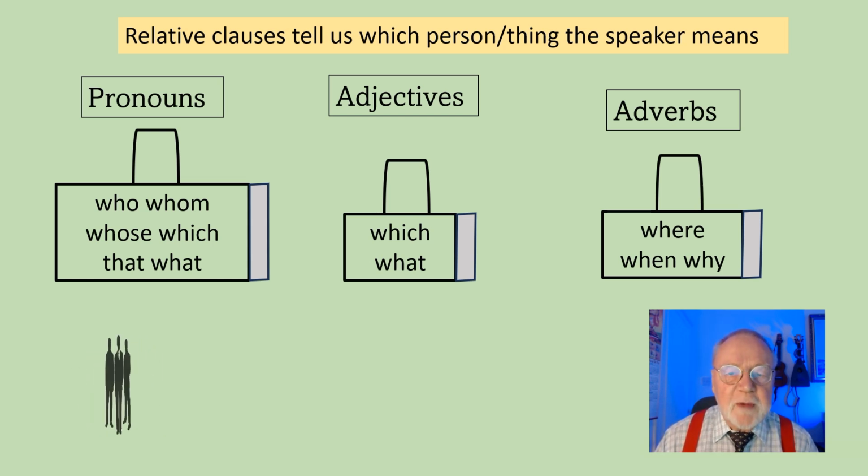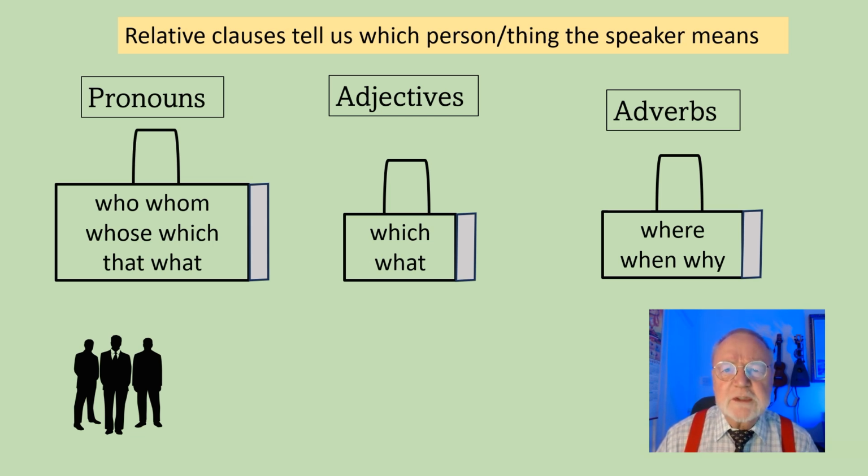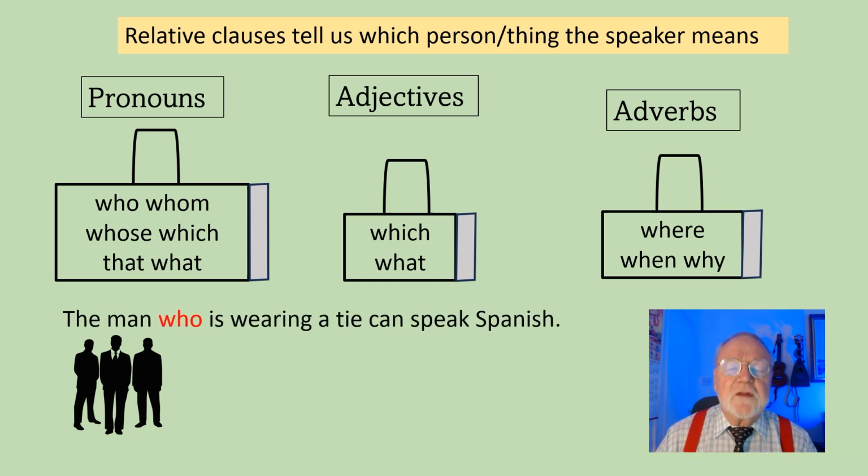Supposing we look at these three men and I say, the man can speak Spanish. You would probably say, well, which man do you mean? The man who is wearing a tie can speak Spanish. Now you know exactly who I mean. And that is a defining relative clause.